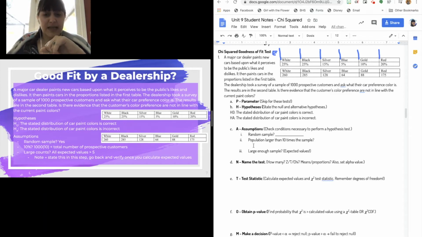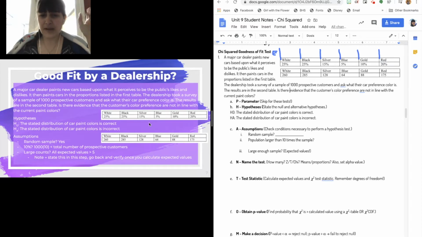The sample size was 1,000. So you do 1,000 times 10, which equals 10,000. That's definitely less than the total number of possible customers here because they said this was a major car dealer. Okay. And then for large counts, just say all expected values are greater than 5. Even if you haven't calculated them yet, just say that they're greater than 5. And then you can go back later and change it if there's one that's not greater than 5.